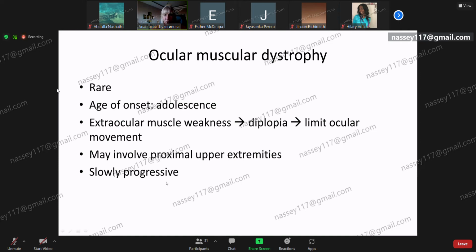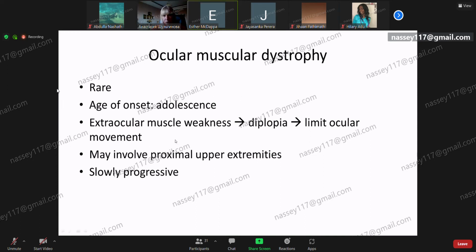So, the question that I want to ask you, maybe you will answer. The disorder in which we see diplopia, limited ocular movement, and involvement of the proximal groups of the upper extremities. It can be what other disorder? Who remembers? For today's classes we discussed. Well? Esther, what is it? Myasthenia gravis?